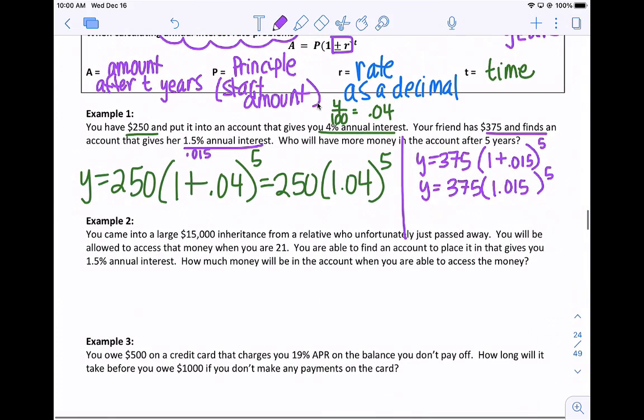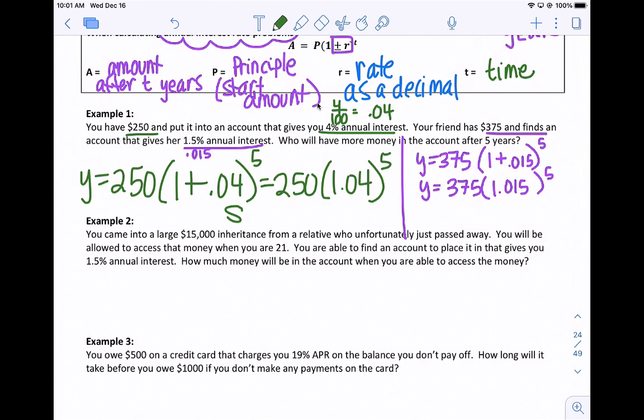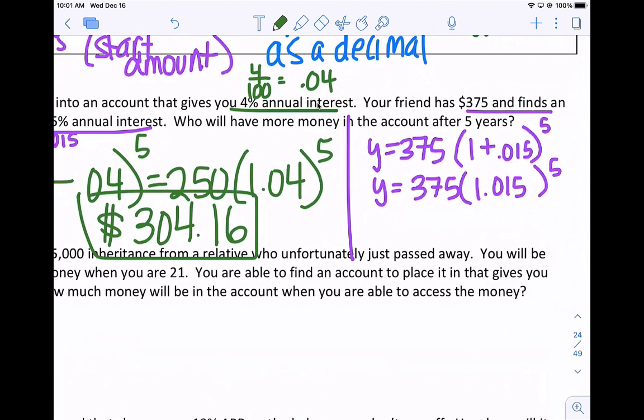All right, so let's type those in and calculate who has more after 5 years. So I'm just going to use my calculator here. Okay, so after 5 years, I've just typed this in, you have $304.16. Not bad. You've made like $54 interest.